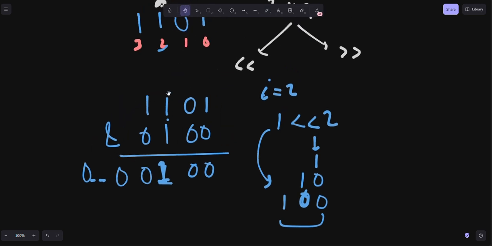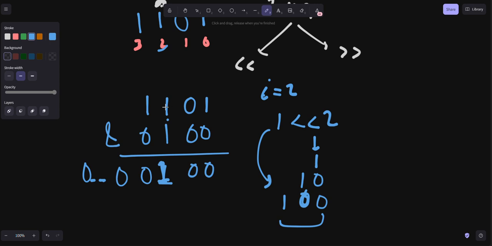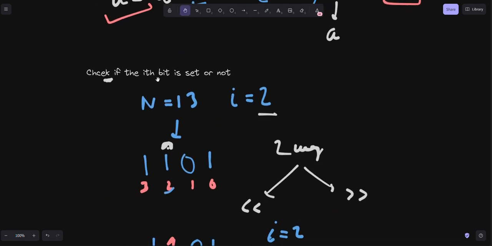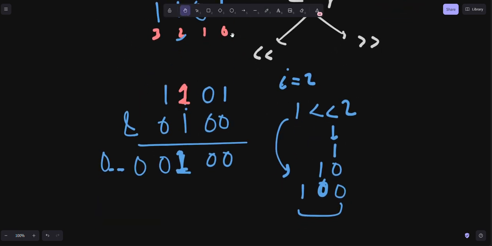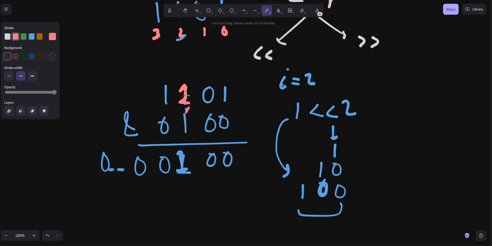I used AND because it depends on the number of ones you have. If this was 0, it would have given me 0. If this is 1, I need to check if this is 1 or not. Please see the question: is the ith bit set or not? I need to check if this is 1 or not.